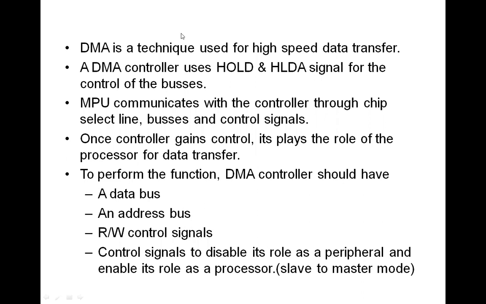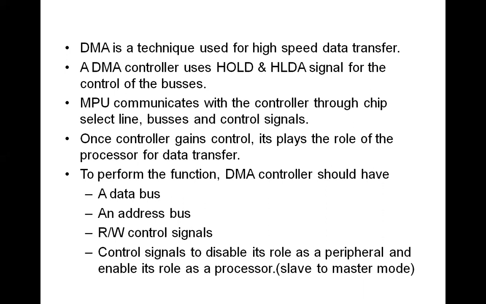To perform the function of DMA, that is direct memory access transfer, the DMA controller should have these three things: a data bus, an address bus, and read and write control signals, as well as control signals to disable its role as a peripheral and enable its role as a processor.